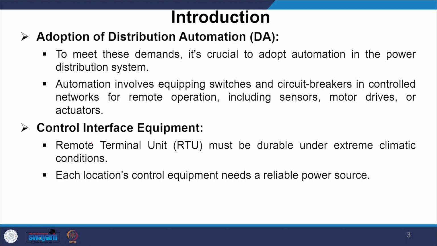Automation involves equipping switches and circuit breakers in control networks for remote operation, including sensors, motor drives, or actuators. Remote terminal units, that is RTUs, must be durable under extreme climatic conditions. Each location's control equipment needs a reliable power source.